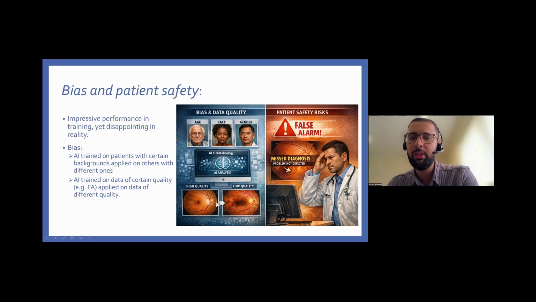For example, if you use images of high quality, for example, to train the AI system, and then later on when you apply it in real life, you might end up having some poor quality images for patients, and then the AI may not detect the diseases that you're looking for just because it was trained earlier on high quality images. So that is also one issue.